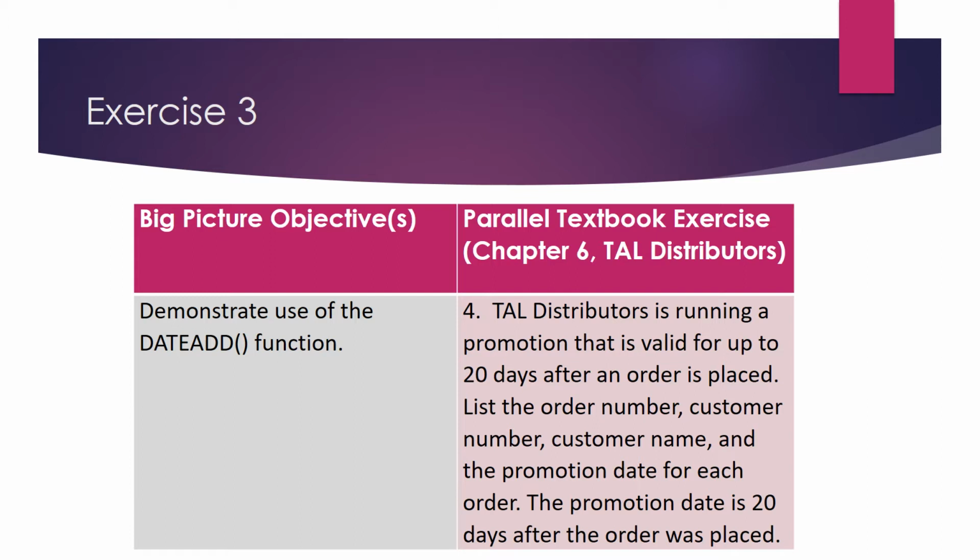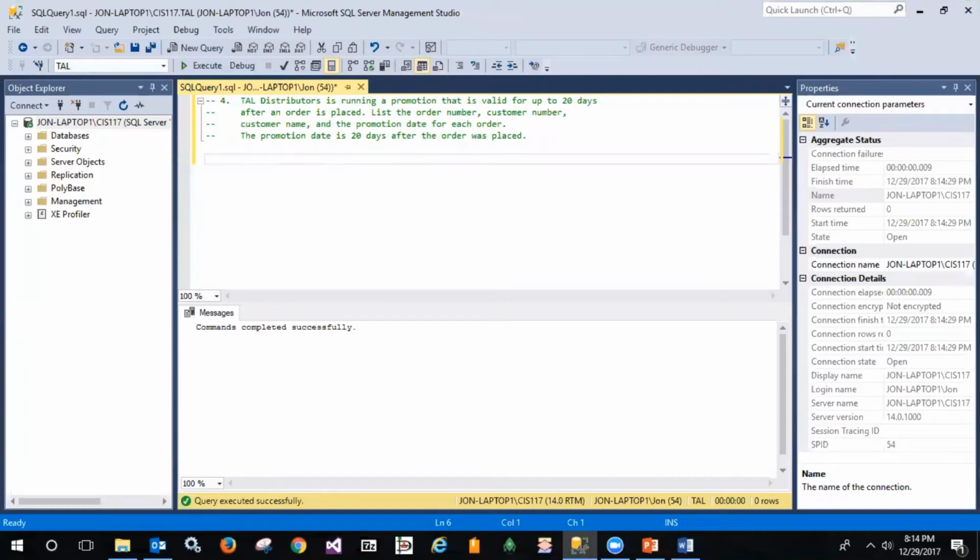In exercise 3, we will explore the date add function. Our third exercise uses TAL 4 as a parallel, and it states TAL Distributors is running a promotion that is valid for up to 20 days after an order is placed. List the order number, customer name, and promotion date for each order. The promotion date is 20 days after the order was placed.